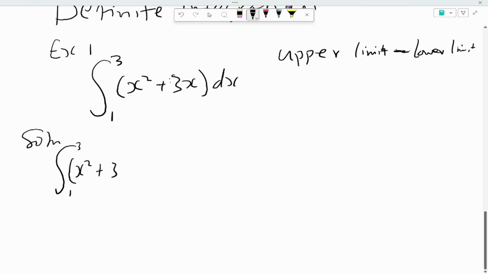This is what will happen. X raised to the power 2 plus 3x dx. You're going to introduce a bar with the limits captured properly, and you will start your integration, and you're going to introduce the limits, and you have something like this.